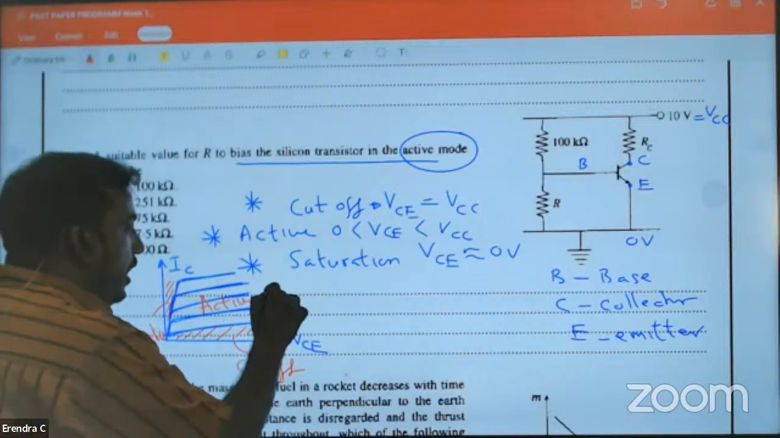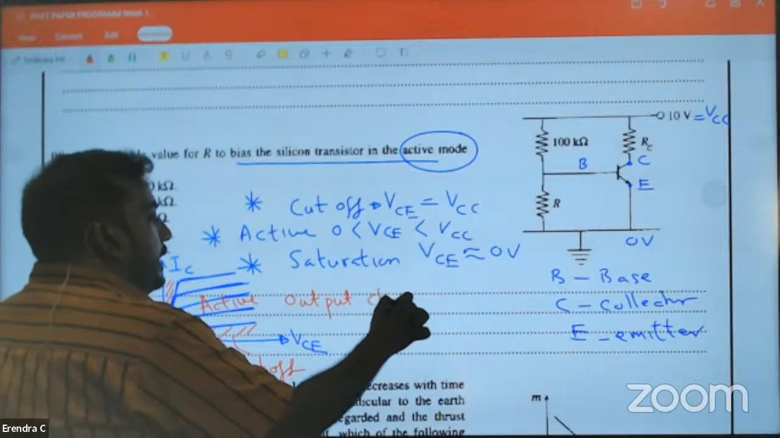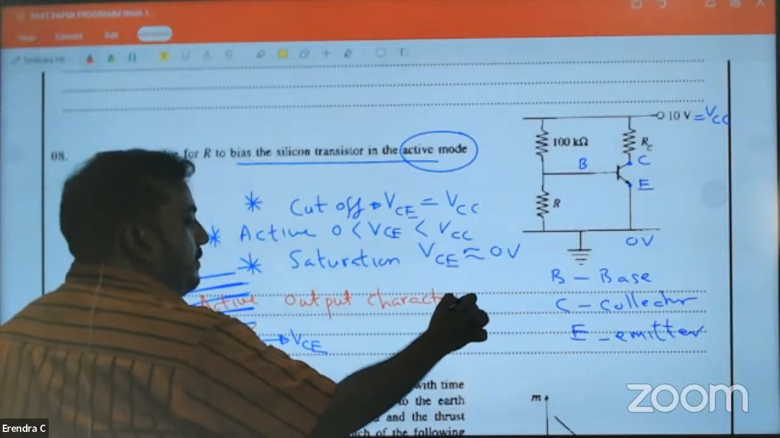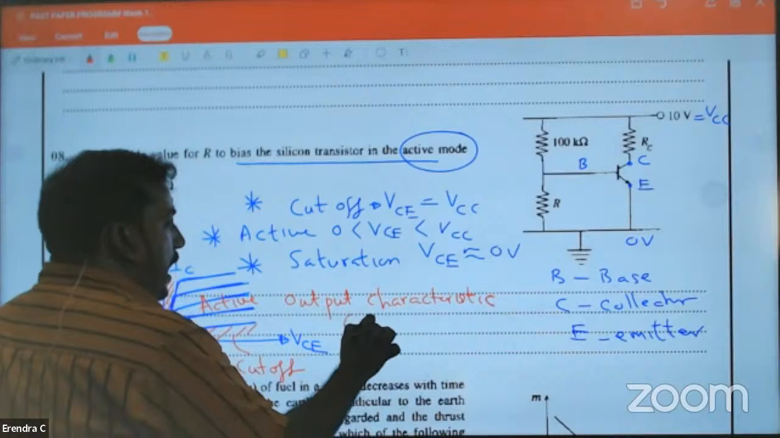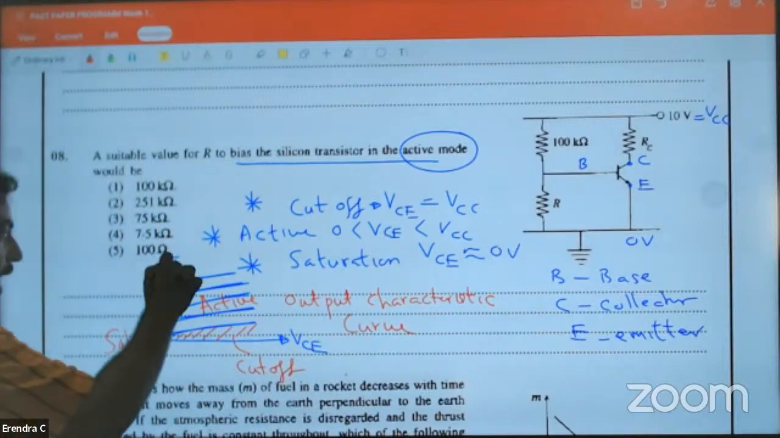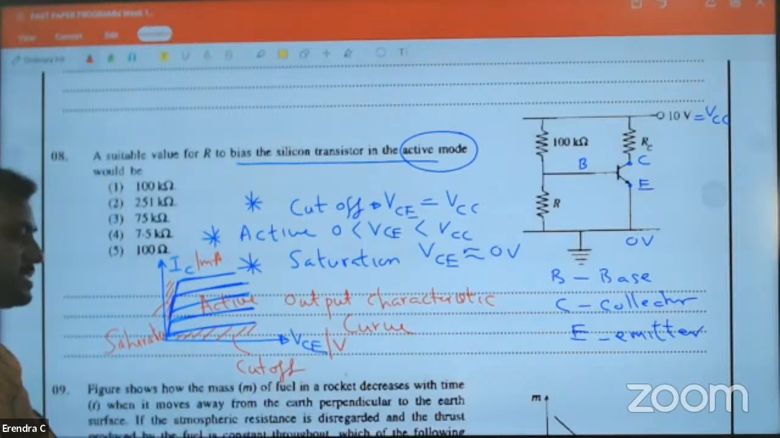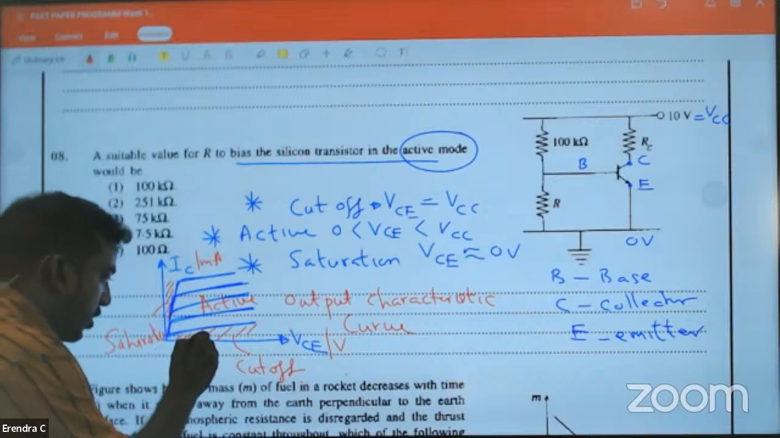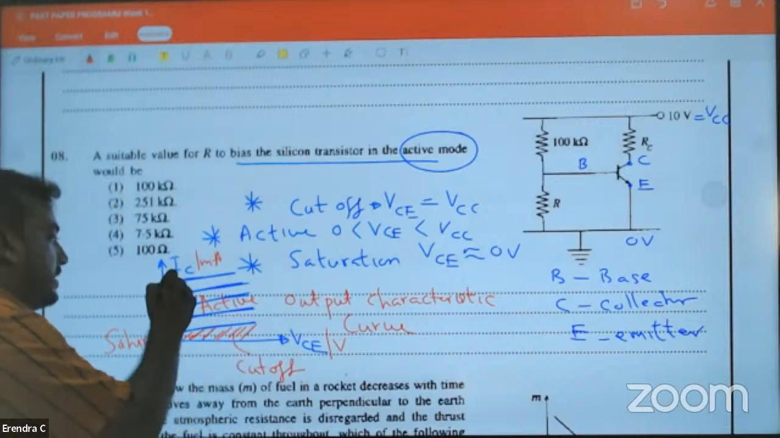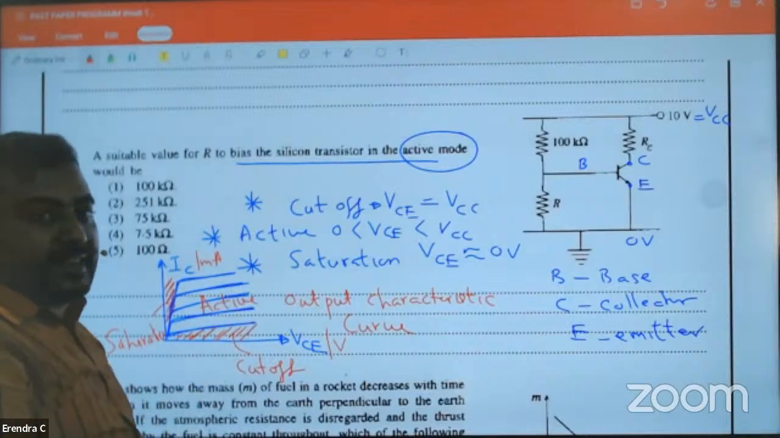This is your output characteristic curve. IC is in milliampere. VCE is in volts. This is your cutoff region. This is your saturation region. This is your active region.